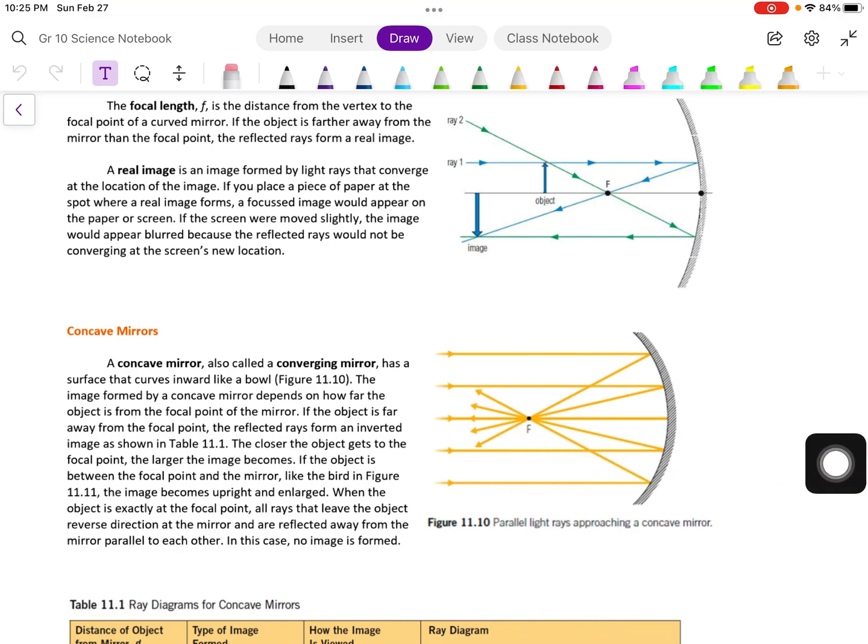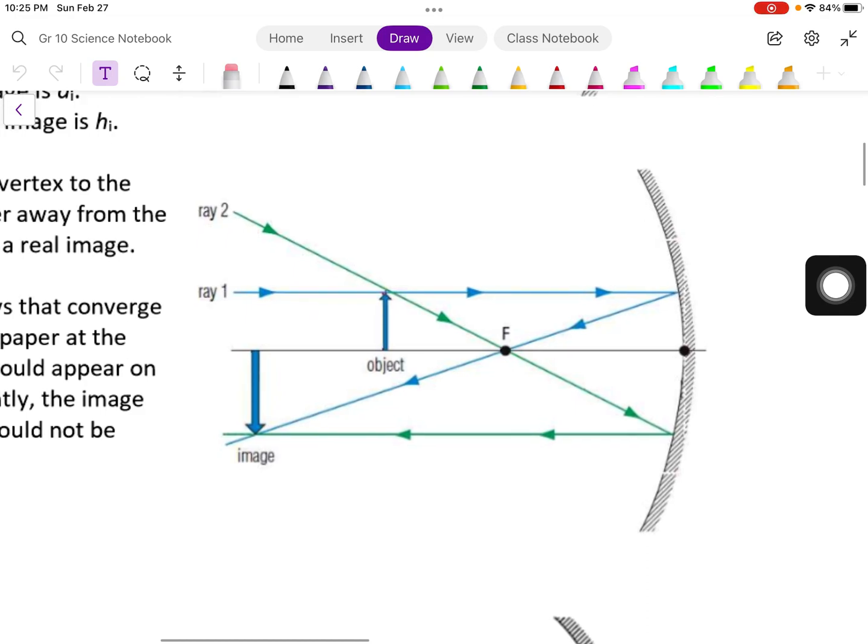We're going to take a look at how to draw ray diagrams, which we can see here, to determine what the image is going to look like of a particular object that is placed in front of a mirror.